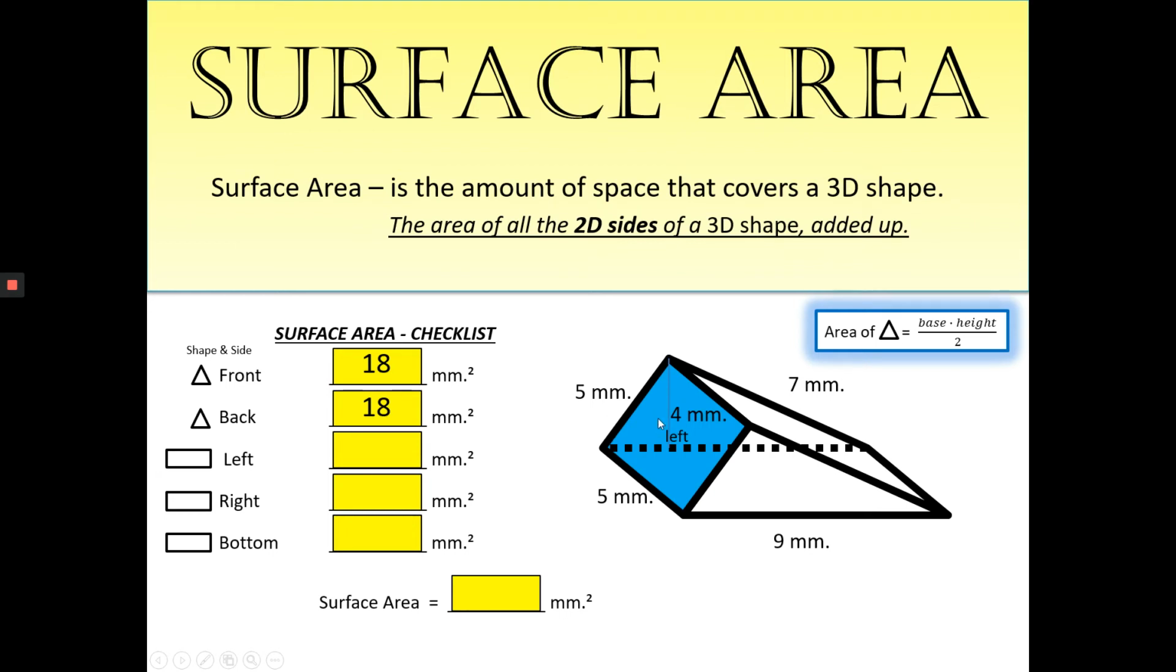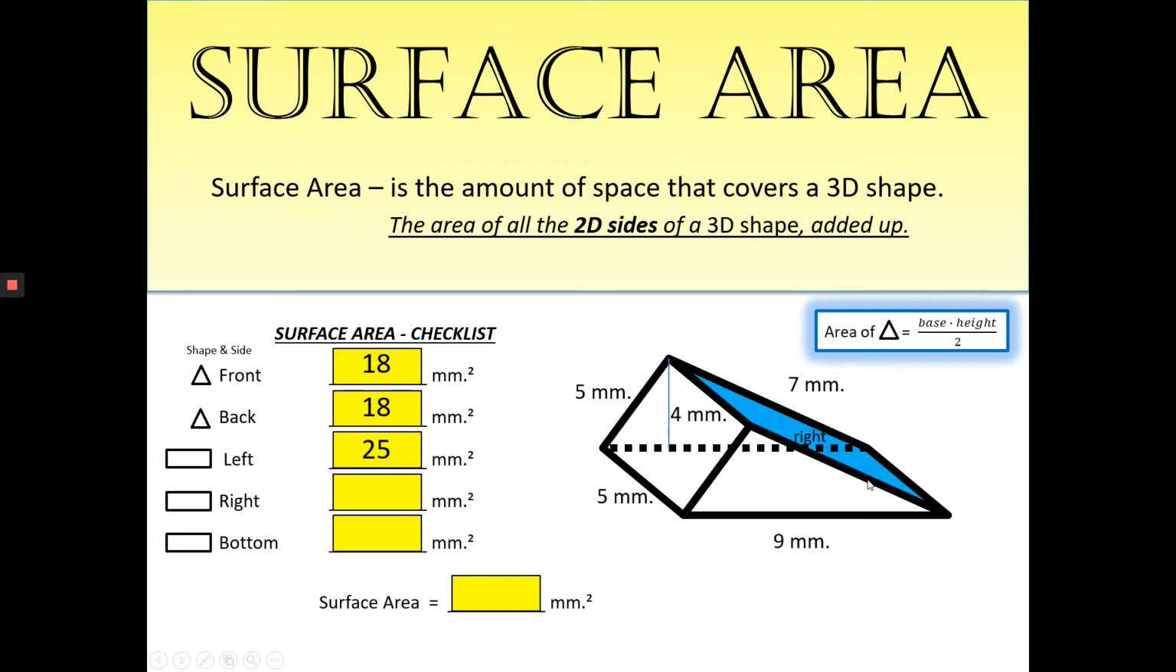But remember, square is also just a special rectangle, so still a rectangle. So for this one, it's 5 times 5, and that's the area of the square. Just because it's a triangular prism does not mean you're dividing all of these things by 2. You're only dividing those sides that are the triangles by 2. Everything else, you still get the areas their normal ways. So for this one, it's just 25 millimeters squared.